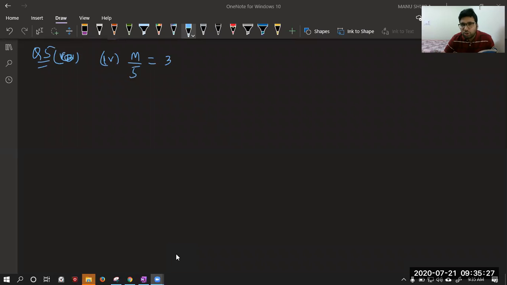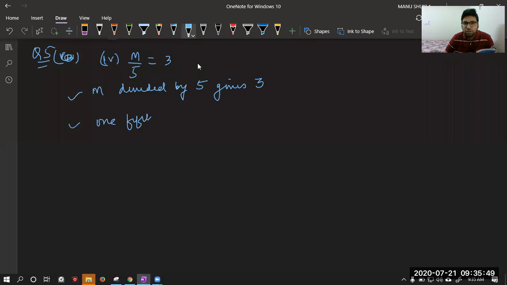m upon 5 equal to 3. Tell me the statement. Very good, Bani. If we write m divided by 5 gives 3, it is correct. Or you can say 1/5 of m is 3. There are many ways to write this. Okay, don't be confused. The English statement can vary in other steps. Okay, no issue. Now let us take the next part.